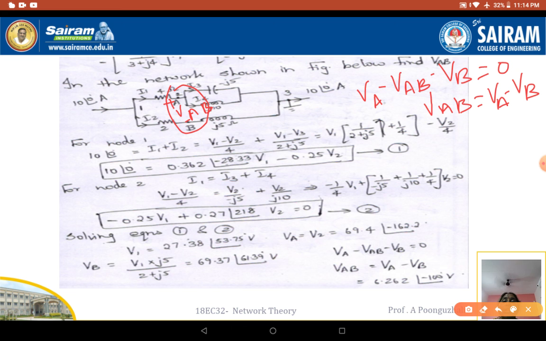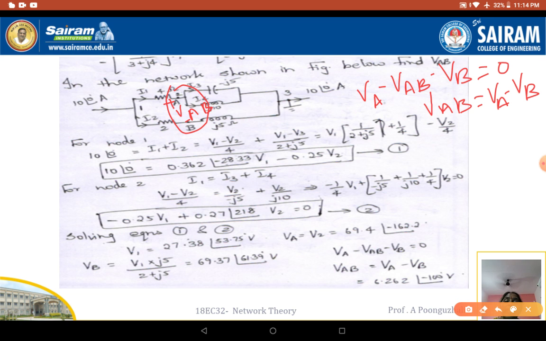For node 2, I1 is equal to I3 plus I4. So I1, V1 minus V2 divided by 4 ohms, is equal to I3, V2 minus V3 divided by minus j5, plus I4, V2 minus V3 divided by j10. This is your second equation. Solving equations 1 and 2, we get V1 and V2. Now V2 is your VA, and VB is the drop across your j5. We know the total voltage V1.